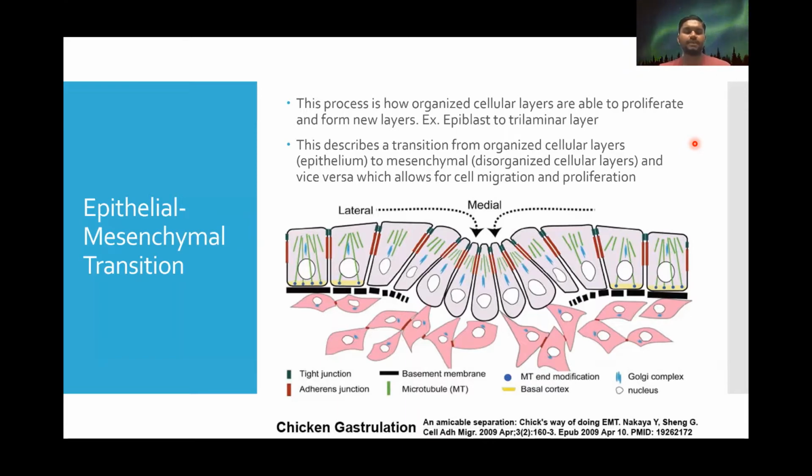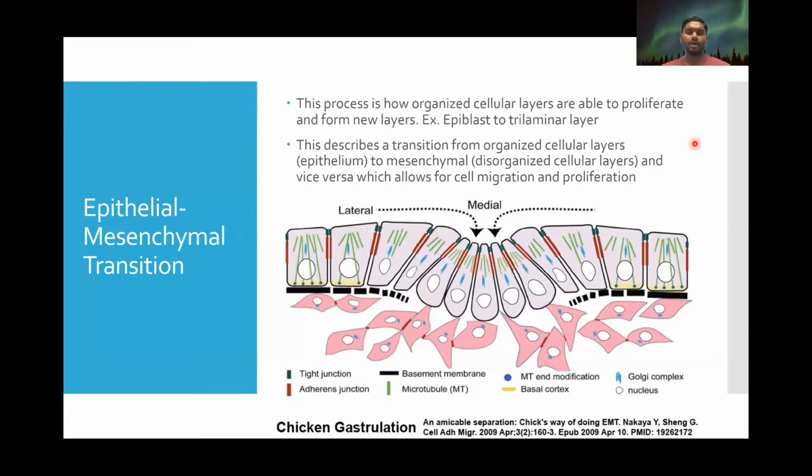So the EMT is a very highly controlled process where the epithelial cells, or the very organized cellular layers, transition to the mesenchymal cells, or the very disorganized cellular layers, and vice versa, which will then allow for cell migration and proliferation. So for example, in gastrulation, the epiblast layer is epithelial cells. It goes through this EMT to become disorganized cells, and then once it forms the trilamellar layer, the ectoderm, mesoderm, endoderm, then it goes back to epithelial cells in these very organized cellular layers.